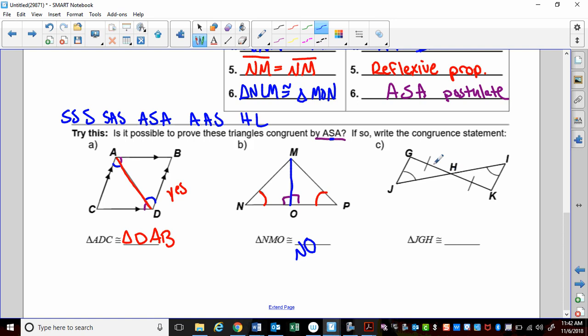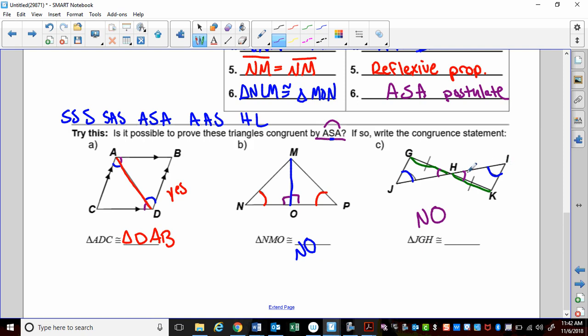Let's look at this one. We know that this angle is congruent to this angle because they give us that. This whole side is congruent to this whole side because they give it to us. There's one more thing that we can assume is congruent, which is these vertical angles. But is my side in between my 2 angles? It has to be between my 2 A's. This is an angle. This is a side. It has to be an angle. So no, these are not going to be congruent by angle, side, angle.